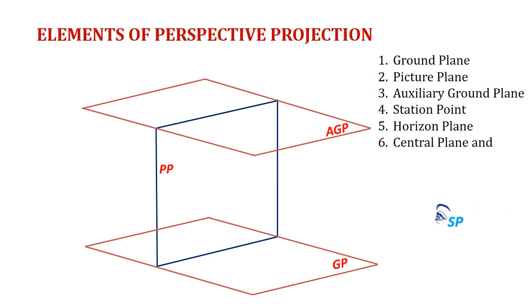And the next element is station point, which is denoted with the letters SP. This is a point where the eye of the observer is located. It is always above the ground plane and also always in front of the picture plane.